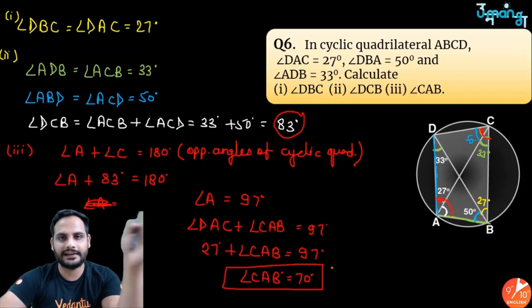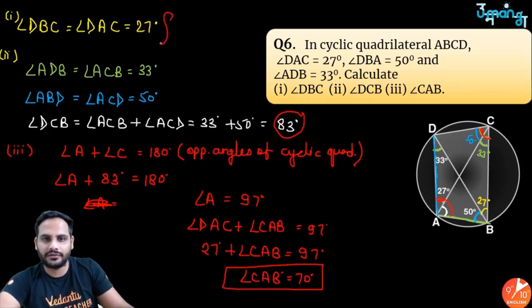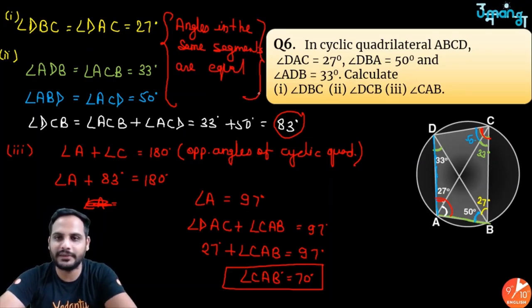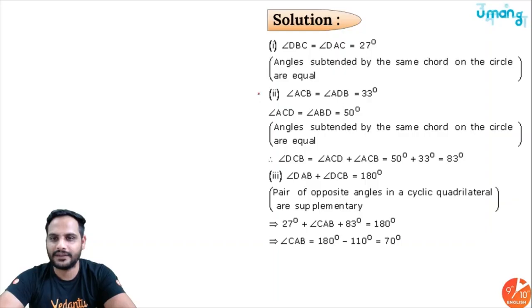First one, directly angles in the same segment are equal. So all these three, I'm writing the reason, same reason: angles in the same segment are equal. Got it? So this is how all the three values of these angles will be obtained. ठीक है बेटा? Next question देखो यार.